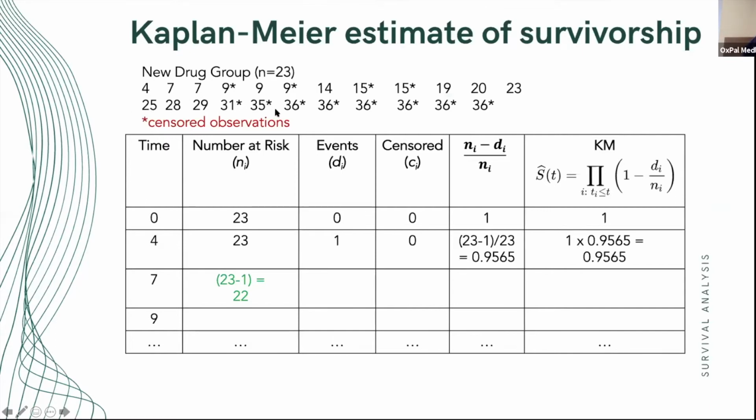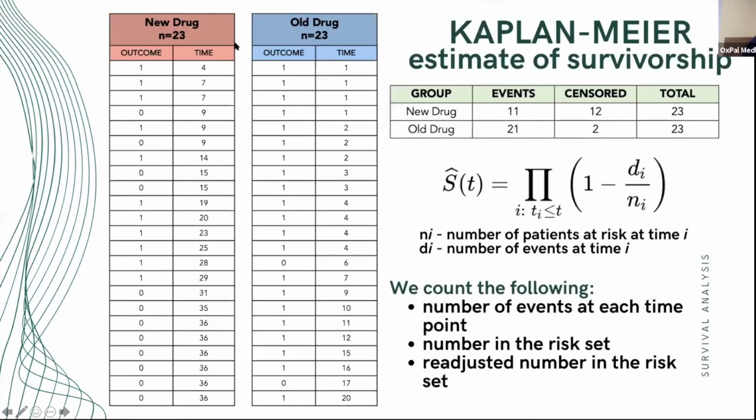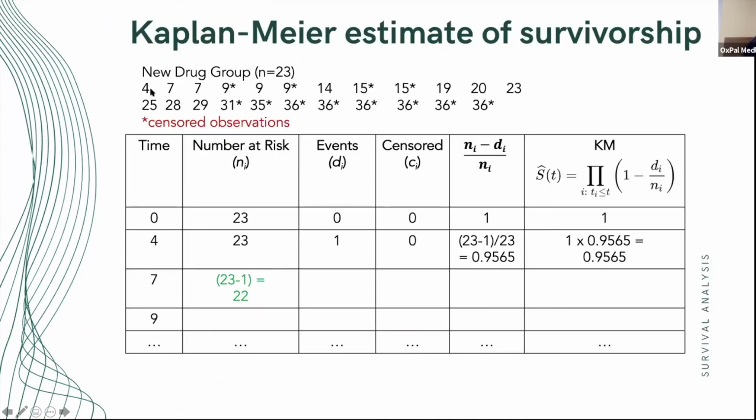Remember, these are from the table I showed earlier. Every number here represents a participant. The 4, the 7, and the 9, etc., represent the month at which the event or the censorship occurred. If the observation is censored, it has an asterisk here, as you can see. So for instance, one patient died at month 4, two patients died at month 7, one patient died at month 9, but two patients dropped off or were censored during that time, and so on.